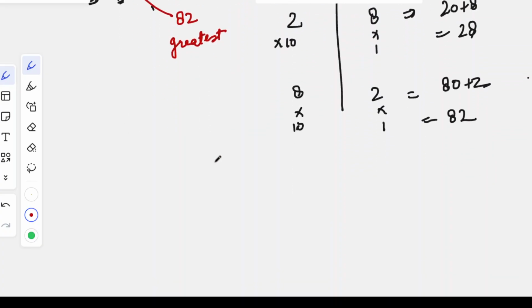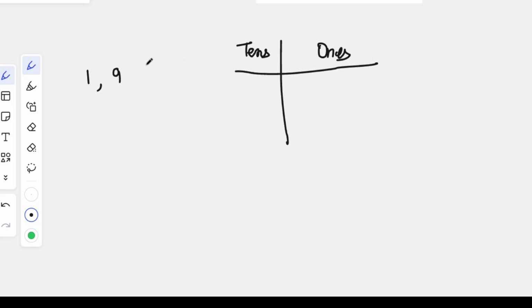We'll take the next pair of digits to make another smallest and greatest number. So the digits you have are 1 and 9. Okay? Now I want you to try number formation with me. So we have ones column, we have tens column. For the smallest number formation, the smaller digit will go where? Yes, in the tens column. Okay, so 1 will go in the tens column and 9 will come in the ones column.